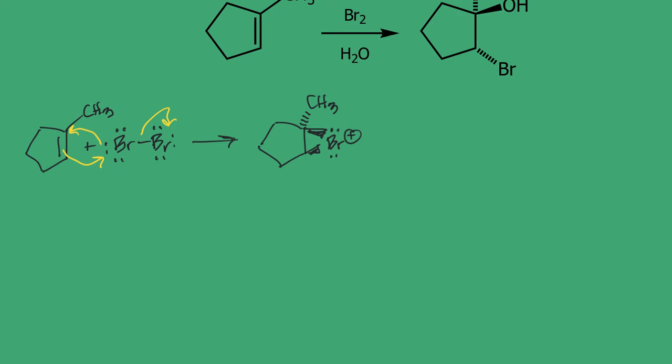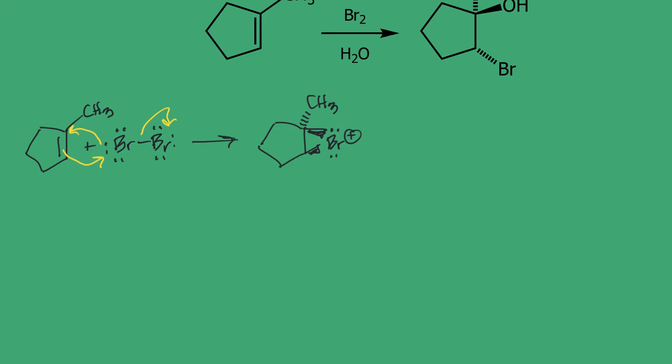We can figure out why we get the regiochemistry by looking again at the mechanism, but now of an unsymmetrical alkene. So here we have the beginnings of the mechanism for the reaction of this methylcyclopentene with bromine in the presence of water. Again, the reaction begins by the formation of that bromonium ion.